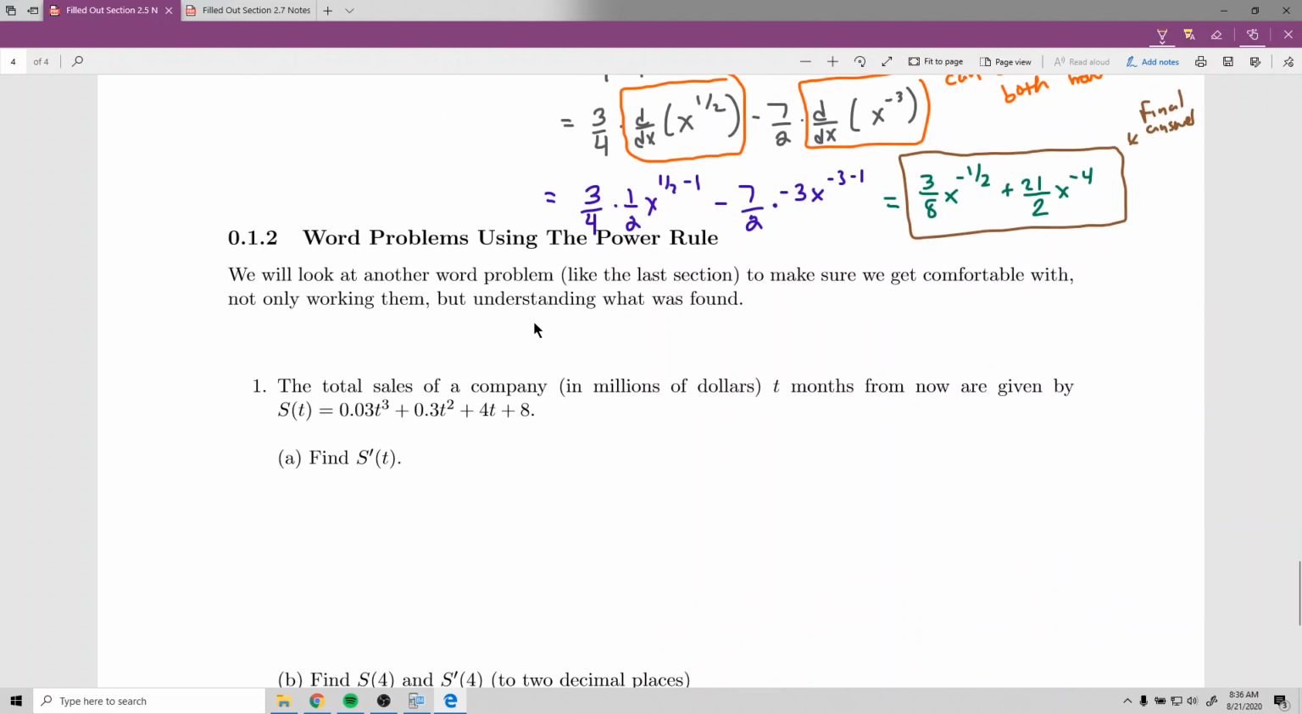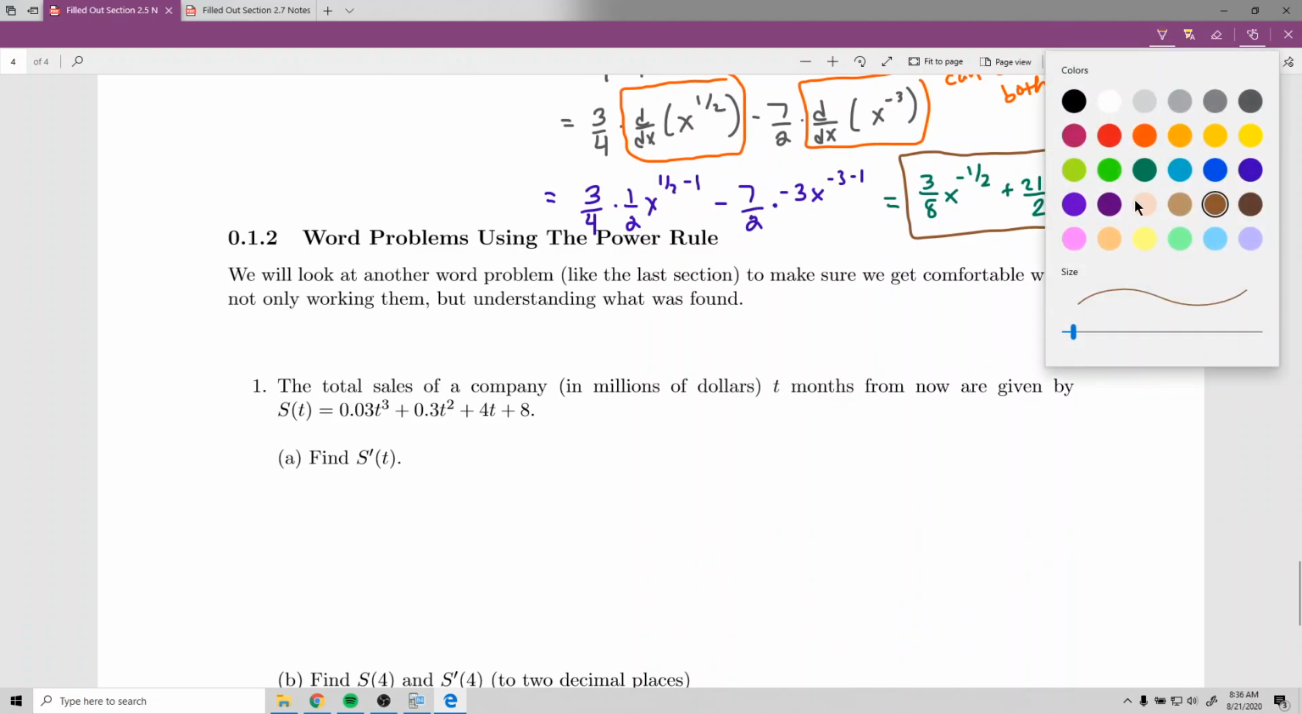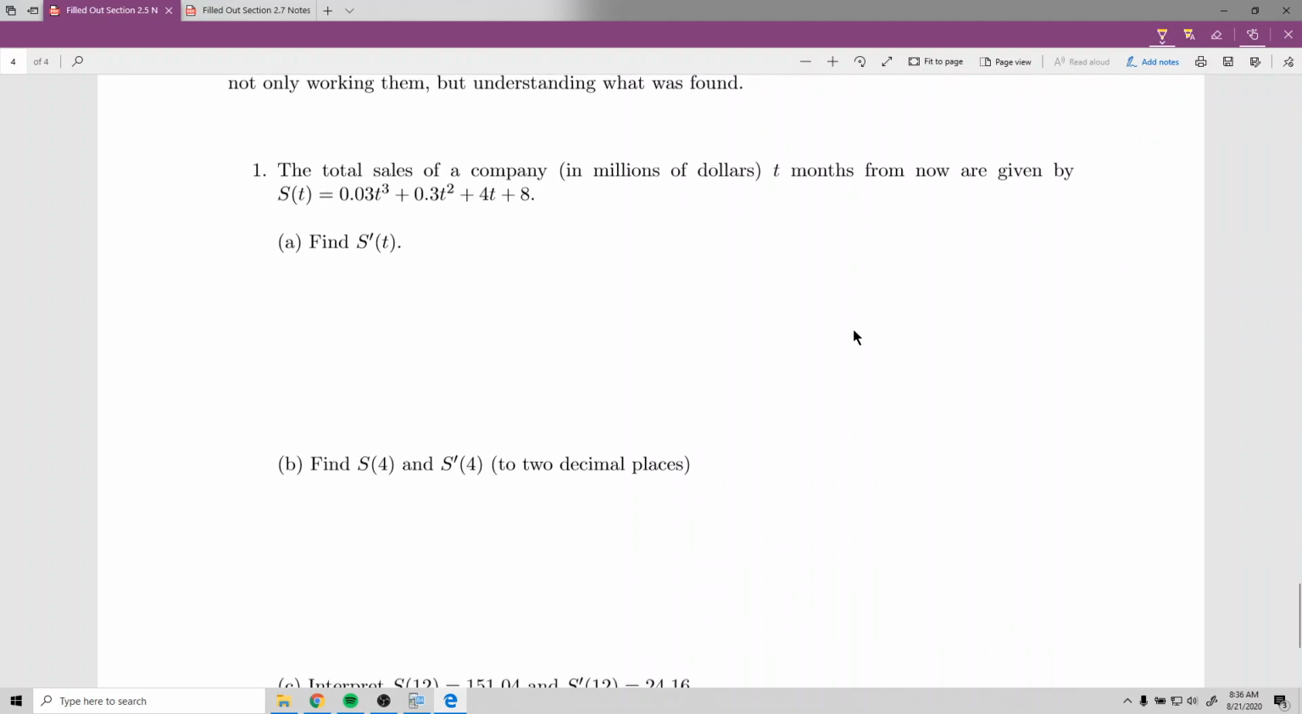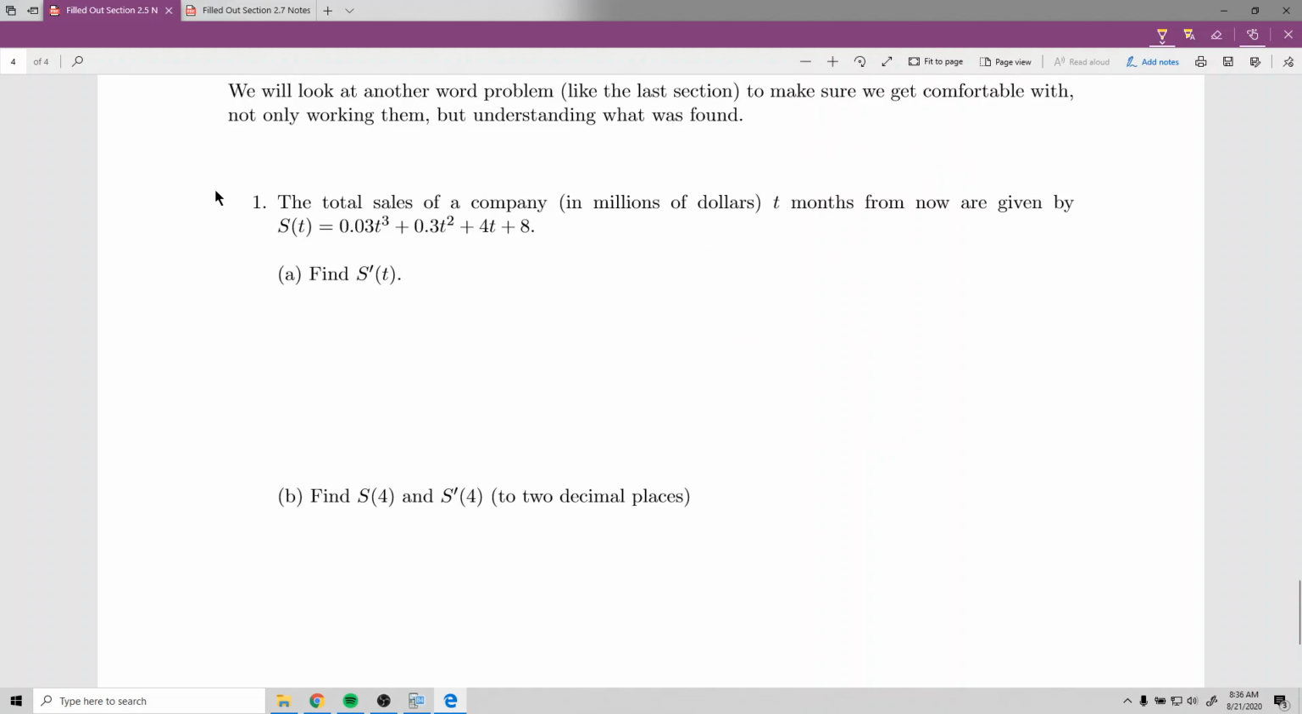All right, so like I said, we'll finish up this section looking at a word problem using the power rule. You can see where the derivative comes into play, and also interpreting your answer. So I'll just preview the problem. It says the total sales of a company in millions of dollars t months from now are given by S of t equals 0.03 t cubed plus 0.3 t squared plus 4t plus 8.